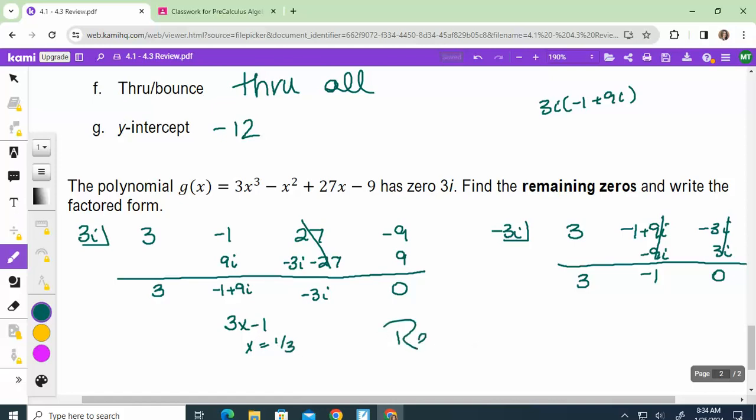So I asked for the remaining zeros. 3i was given to us, so the others were negative 3i and positive 1/3.